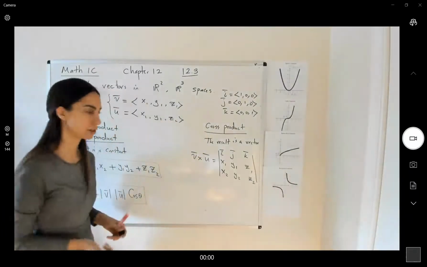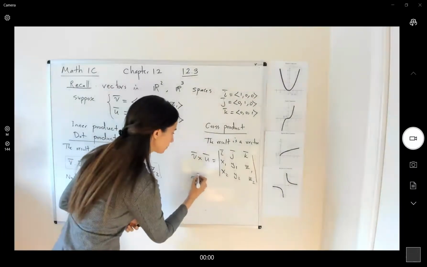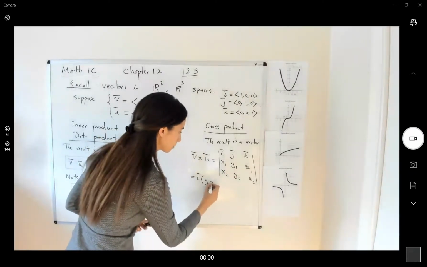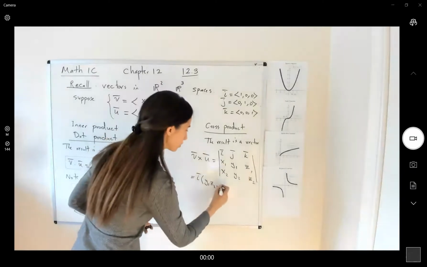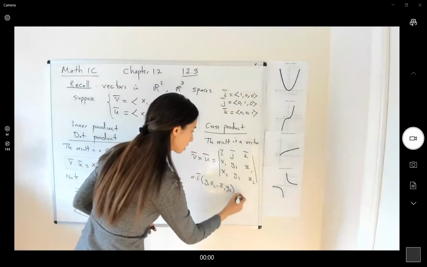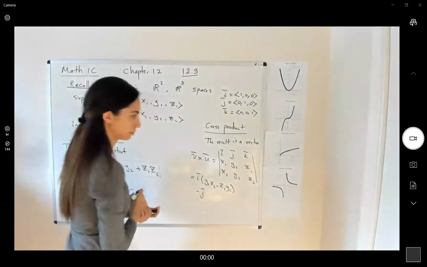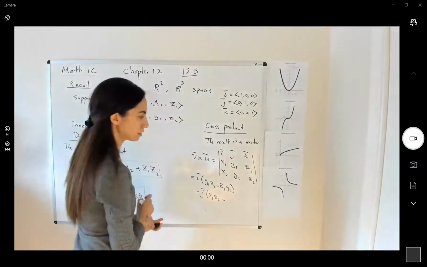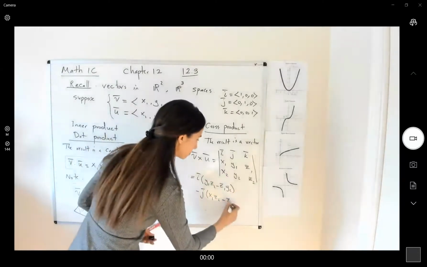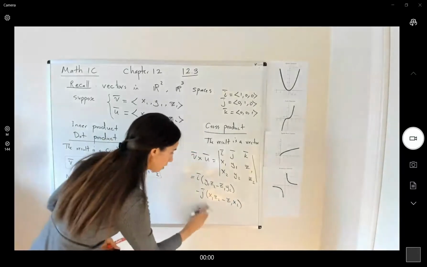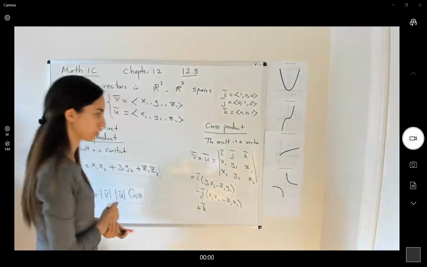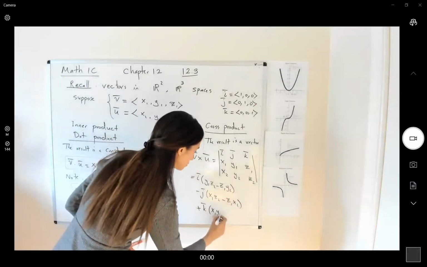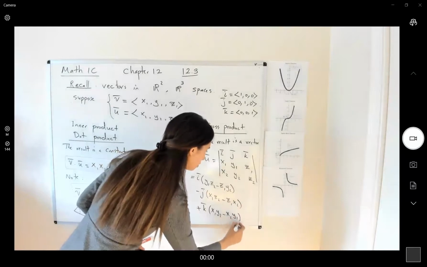There you go. So how do we find the determinant? This is I times (Y1 Z2 minus Z1 Y2), minus J times (X1 Z2 minus Z1 X2). And finally, plus K, in the direction of the Z axis, times (X1 Y2 minus X2 Y1).